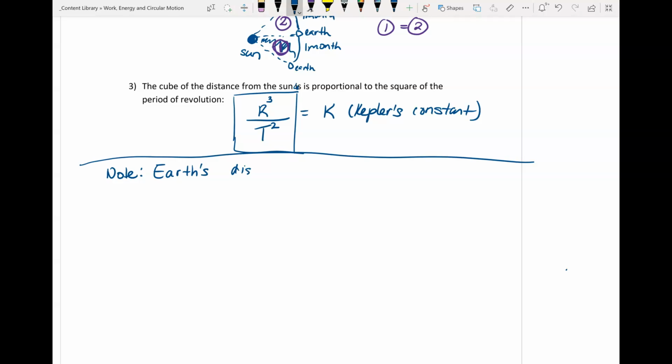So here's your side note. Earth's distance to the sun is 1.49 times 10 to the power of 11 meters, which is also equal to 1 astronomical unit. Sometimes you would see this unit for other distances between other planets and the sun, and it'll just be a different number. But for our sake, between the Earth and the sun, that's 1 astronomical unit. Okay, so now let's go ahead and do an example.